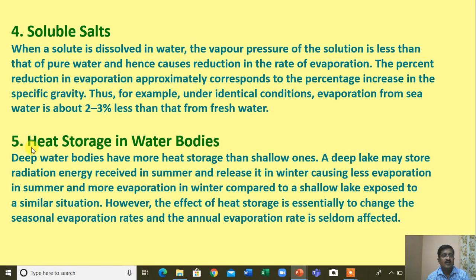Next is heat storage in water bodies. Deep water bodies have more heat storage than shallow ones. A deep lake may store radiation energy received in summer and release it in winter, causing less evaporation in summer and more evaporation in winter compared to a shallow lake exposed to a similar situation. However, the effect of heat storage is essentially to change the seasonal evaporation rates, and the annual evaporation rate is seldom affected.